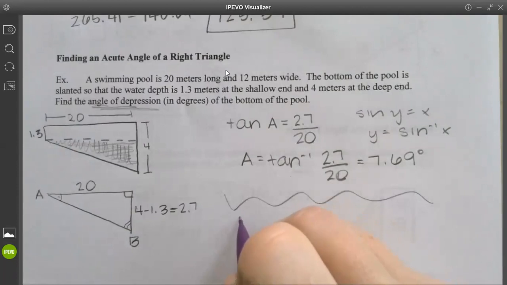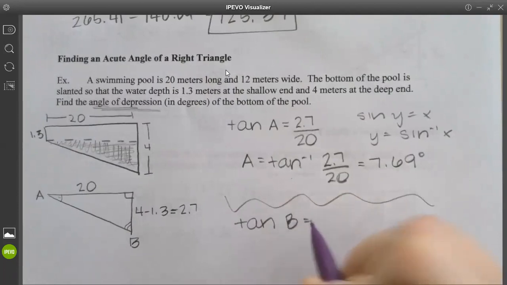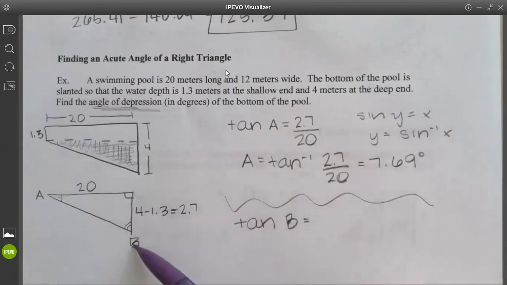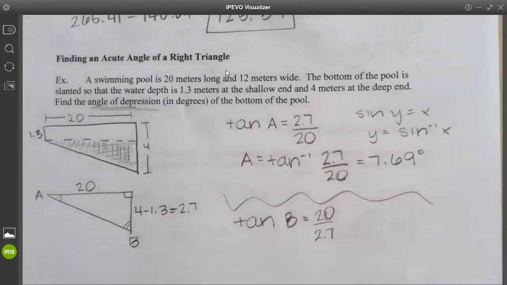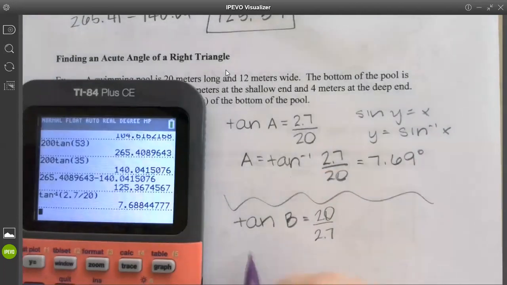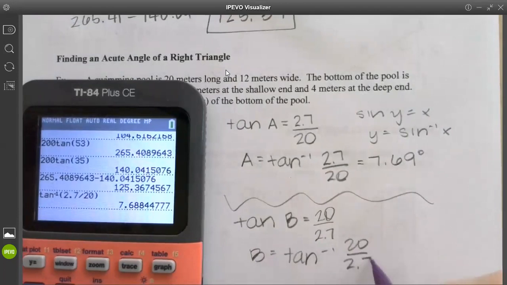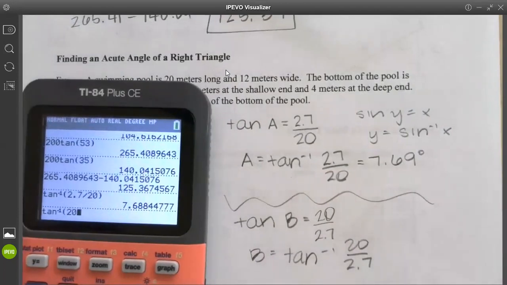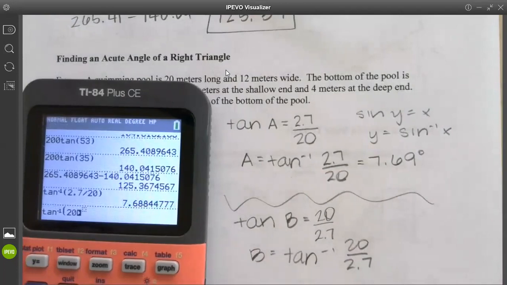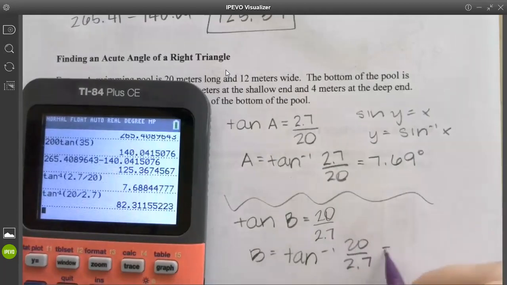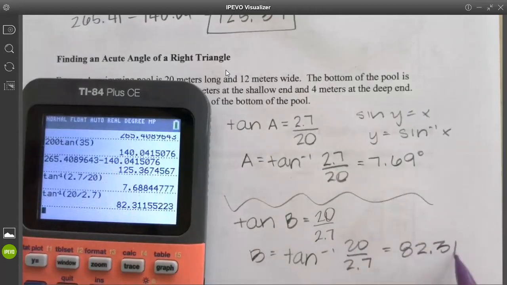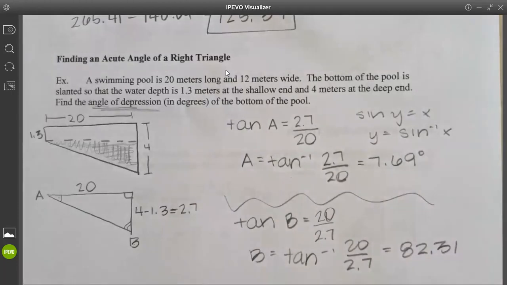Let's go ahead and do the other one. How do I find angle B? We still have opposite and adjacent, right? Look at B. What's your opposite? 20, and your adjacent is 2.7. How do I do that in my calculator? Tan inverse 20 over 2.7. And we get 82.31.